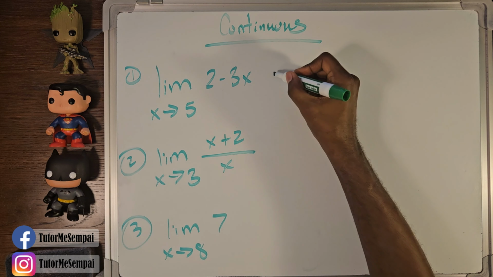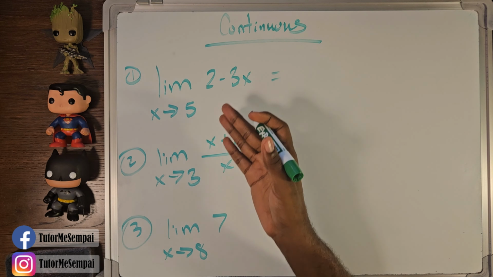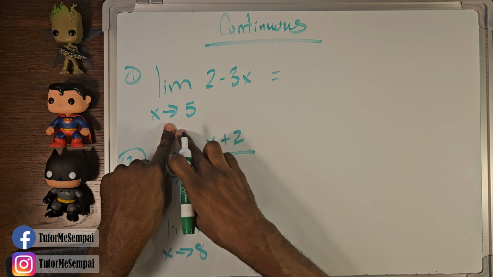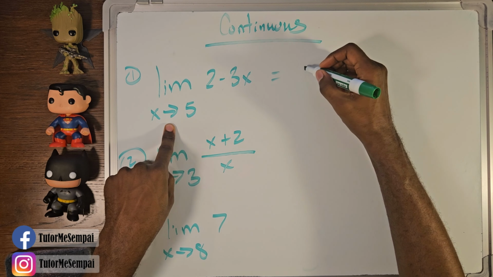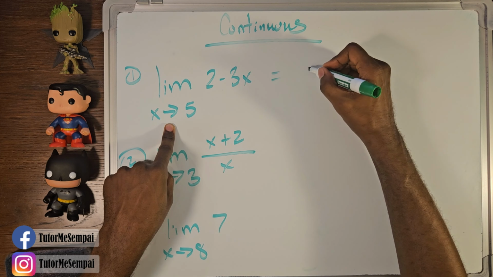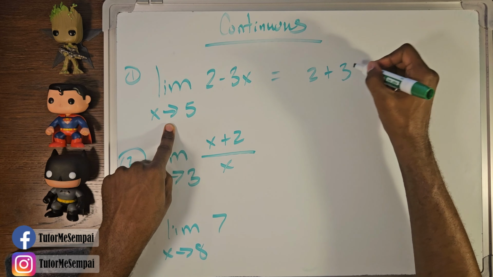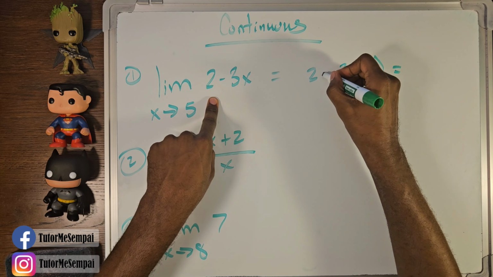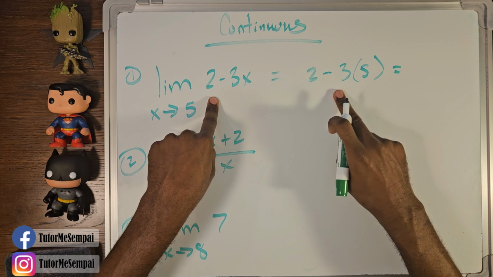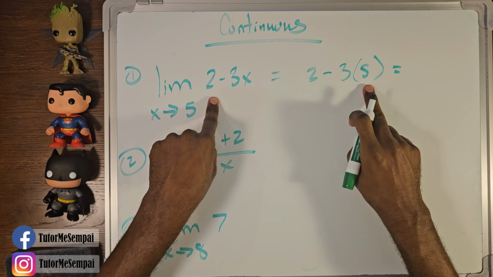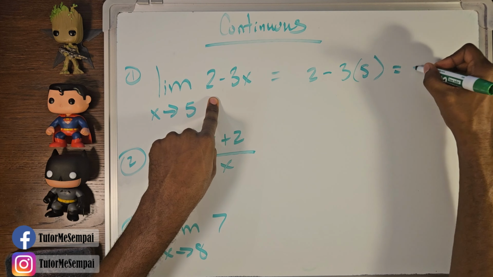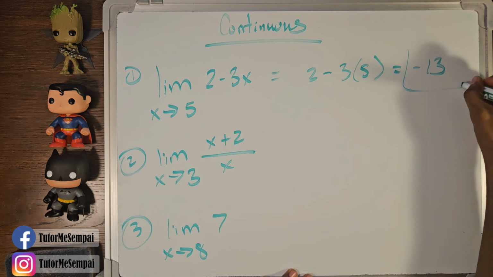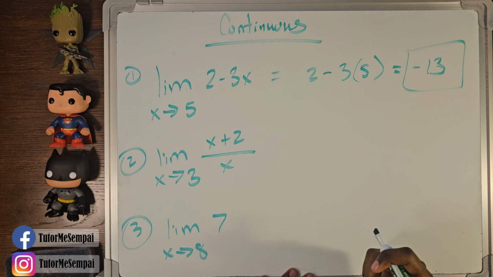So if you had this polynomial up here, you have the limit of 2 minus 3x, and you're trying to find what is going to be the limit when x approaches 5. Well, simply knowing that this is going to be a continuous function, plug in your 5. So when you plug it in, you get 2 minus 3 times 5. Well, this is going to be 15. So 2 minus 15 gives you a negative 13. That's all you have to do. The limit for number 1 is going to be negative 13.